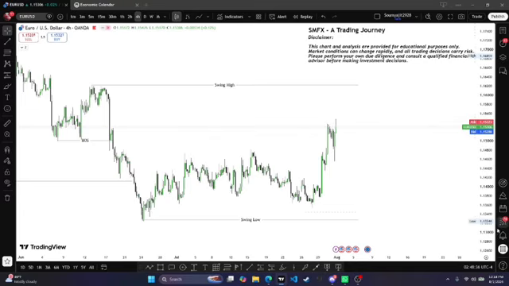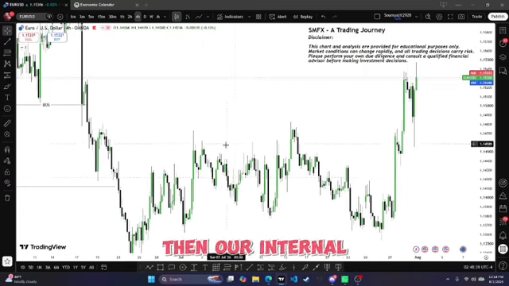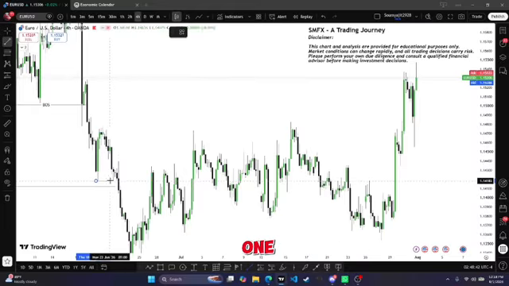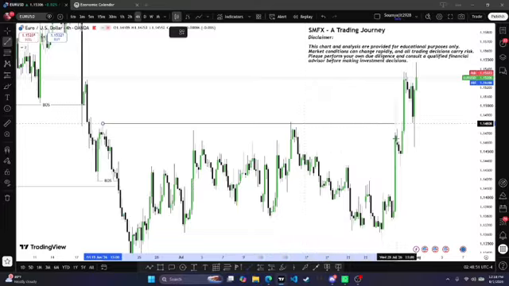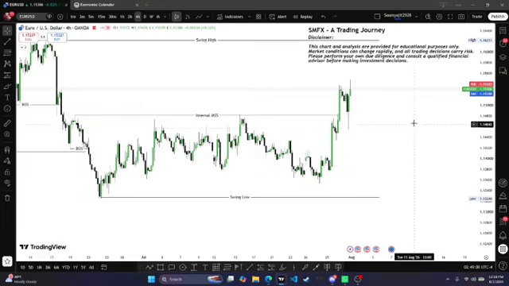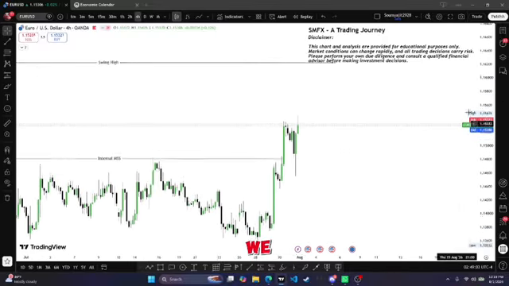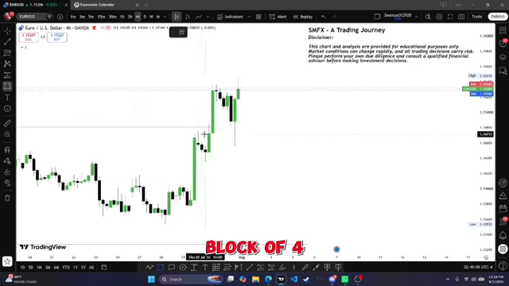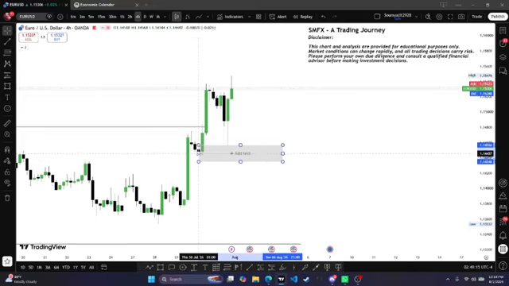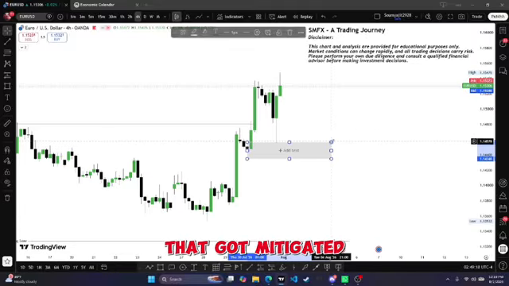After that, if we look into internal breakup structures, our first internal break will be this one. This was the bearish breakup structure, and then the internal market structure shift. Now after that, last day we saw some bullish movement from here, because we had an order block of 4 hours located right at this place. So that got mitigated perfectly.